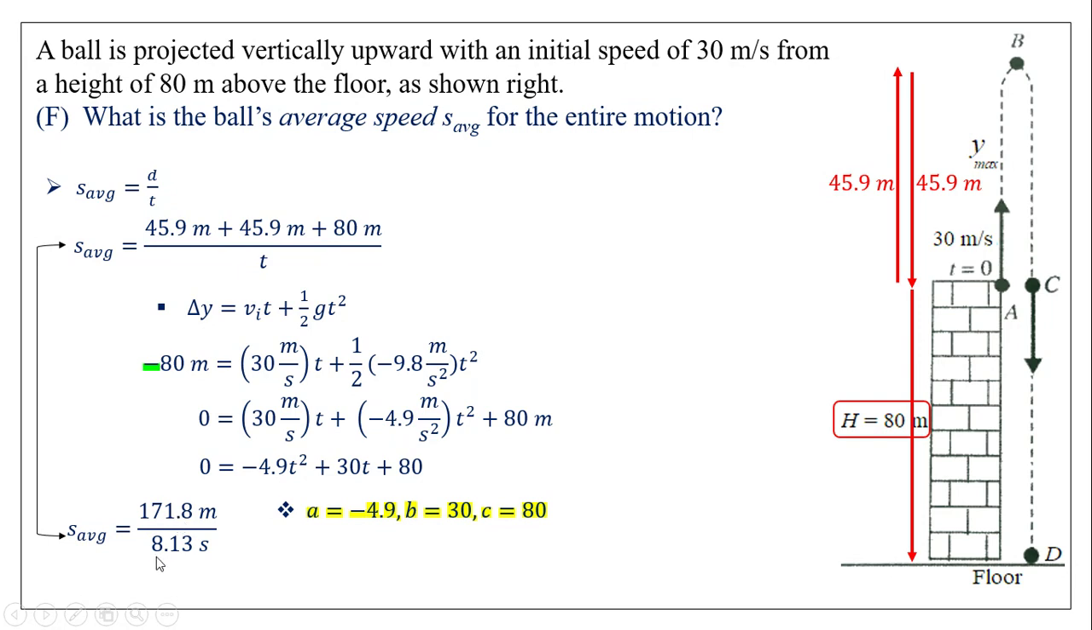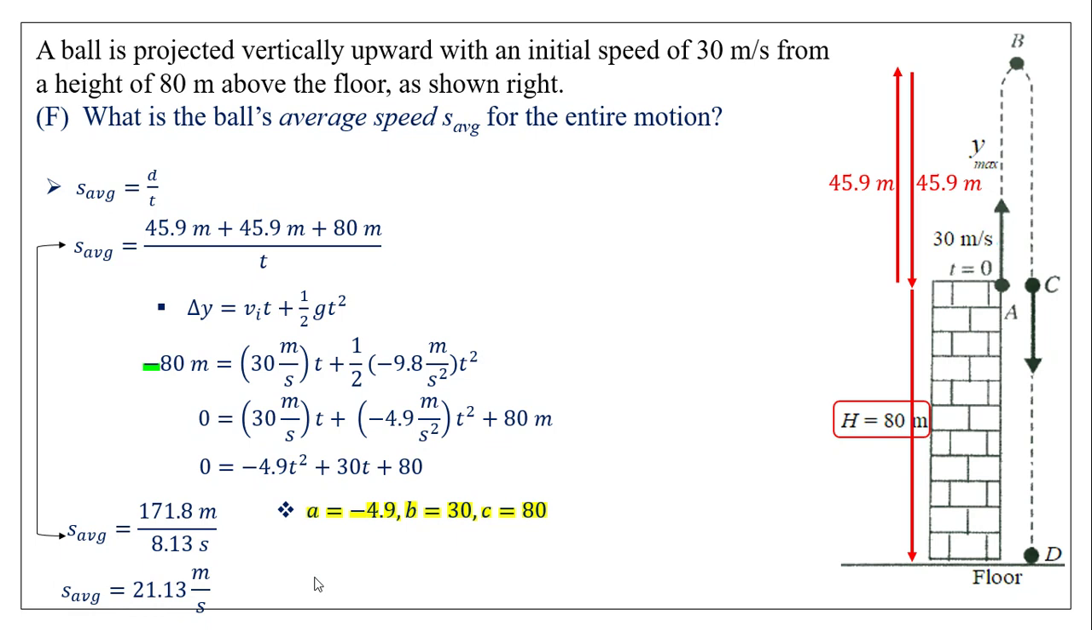And then we just found time from using our online quadratic solver. That time is going to be 8.13 seconds. And then if you simplify that, you'll get an average speed of 21.13 meters per second. And here, average speed is a scalar, so I don't need any directions, okay? So that's how I would find t personally.